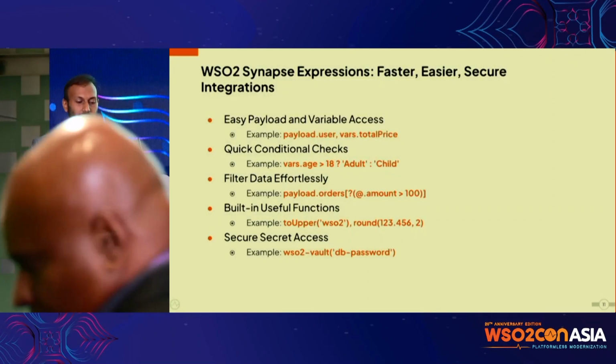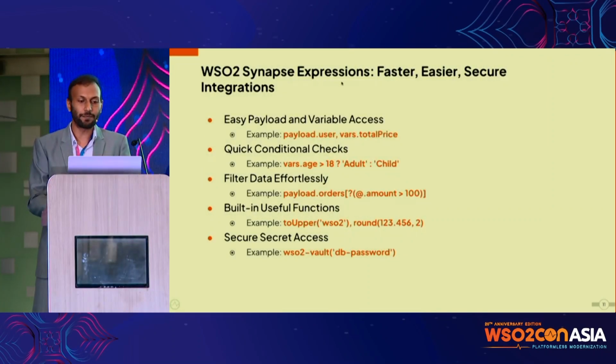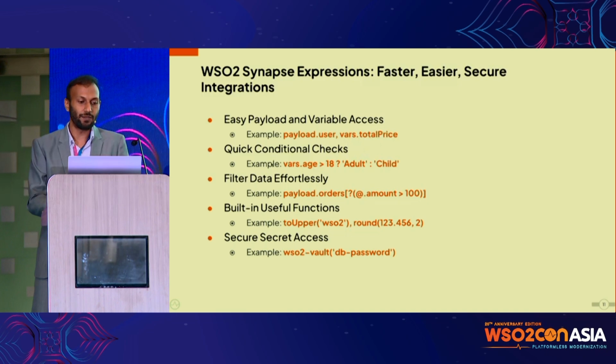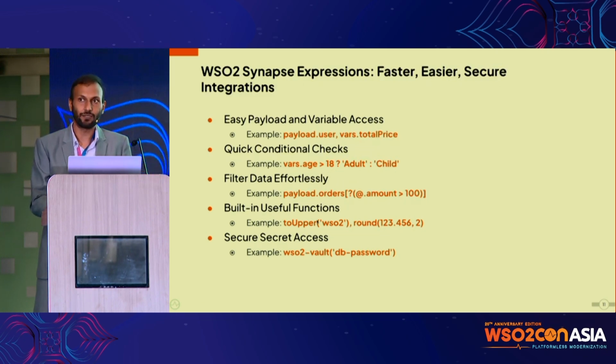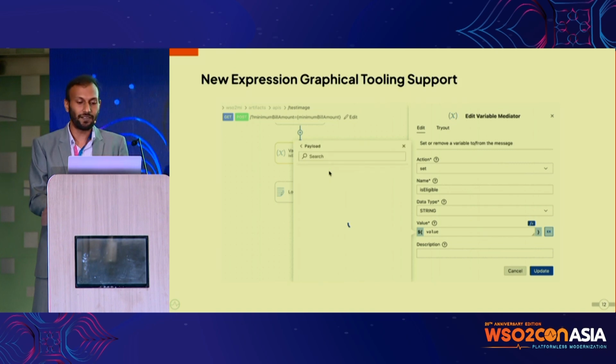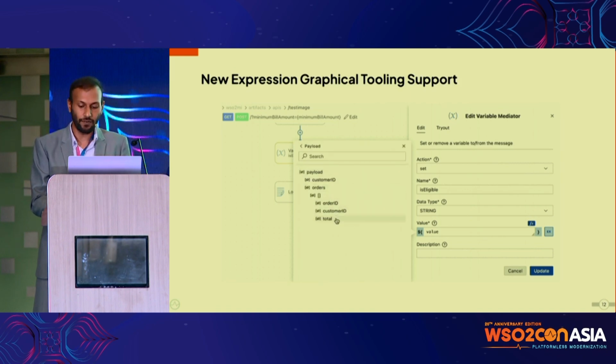This is how the new Synapse expression language looks. You can access payloads using payload.user, and we have variables to store data, which you can access using var.variables. You can write quick expressions and conditional checks like this: var.age greater than 18, and so on. We also have graphical support in MI, similar to what was shown in Ballerina Integrator.